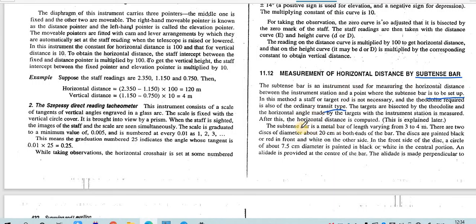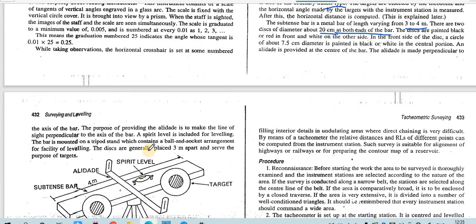The subtense bar is a metal bar, generally varying from 3 to 4 meters in length. There are two discs of diameter 20 centimeters at both ends of the bar. Okay, there is a diagram that I would like to show you.